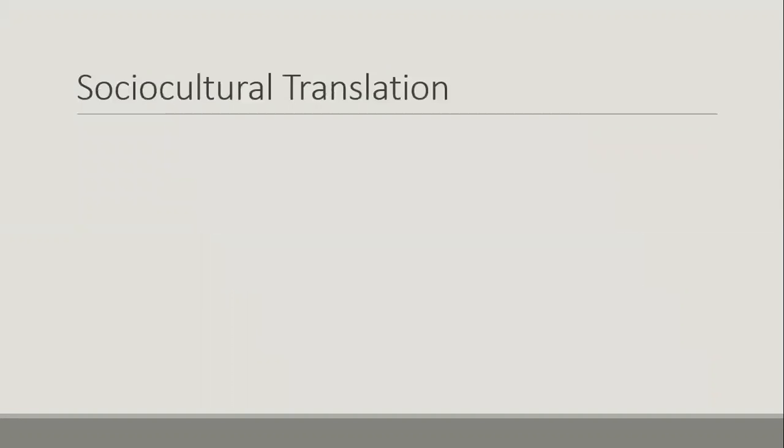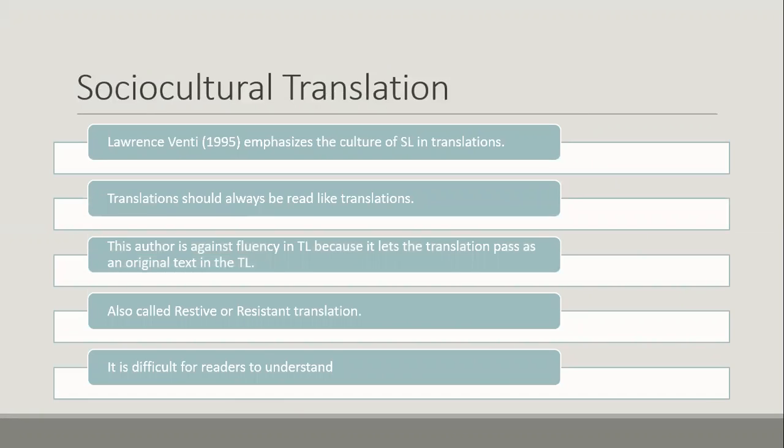The sociocultural translation model was invented by Lawrence Venuti in 1995. It emphasizes the culture of the source language in translations. So he says that translation should be read as translation. So he's against fluency in the target language because then it would appear like it is a text originally written in the target language. This model is also called restive or resistant translation, and it is difficult for readers to understand.